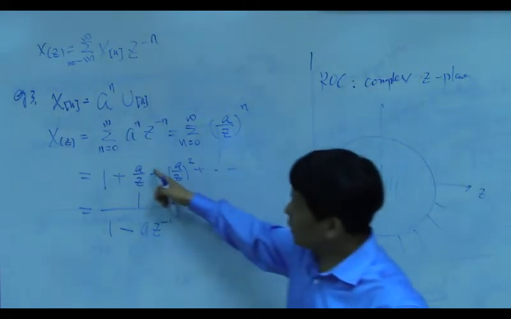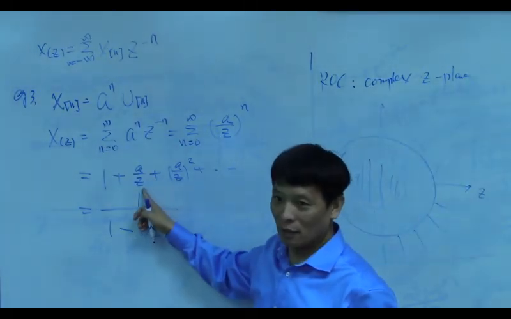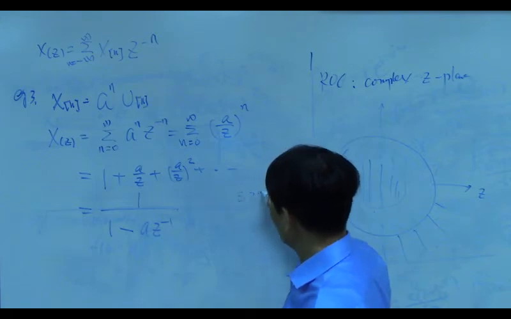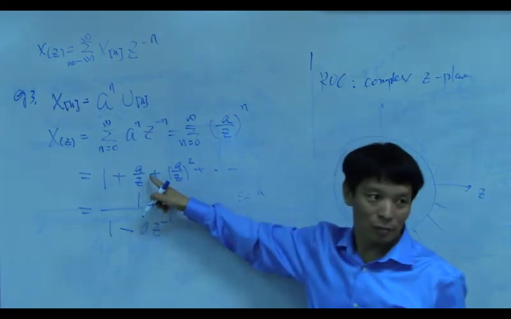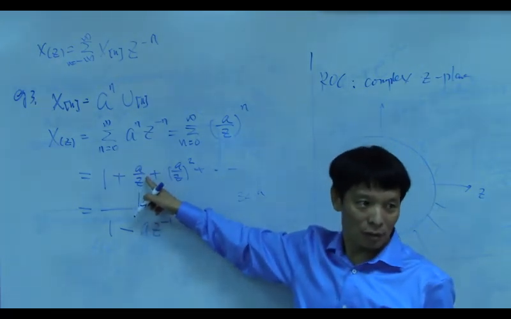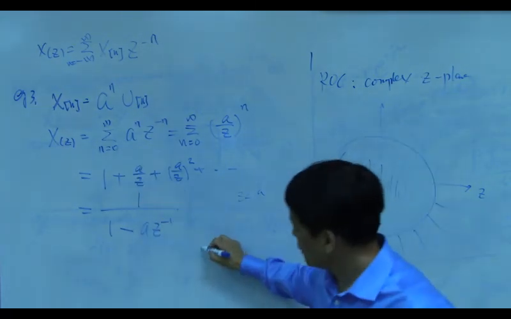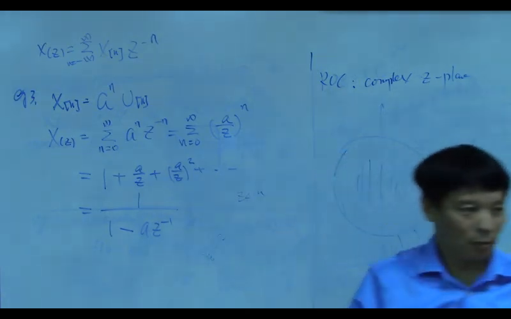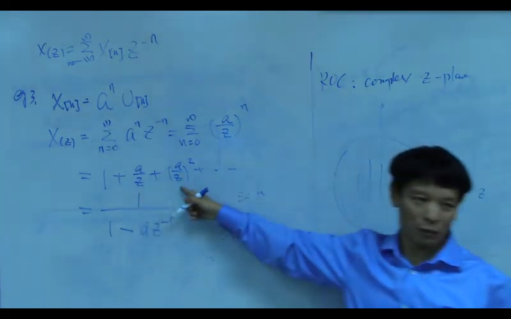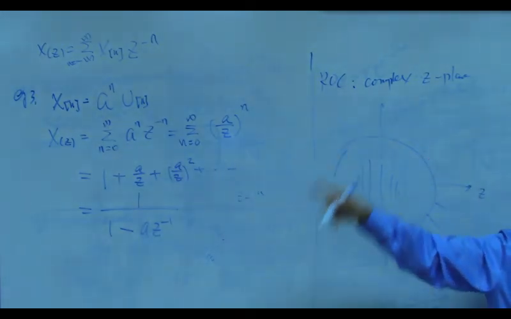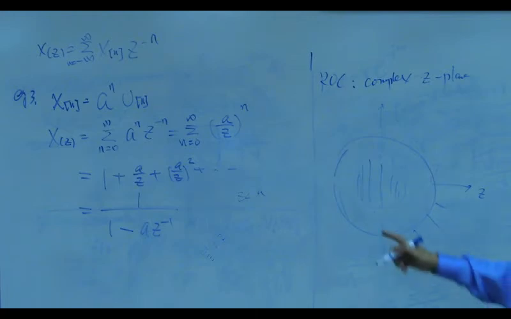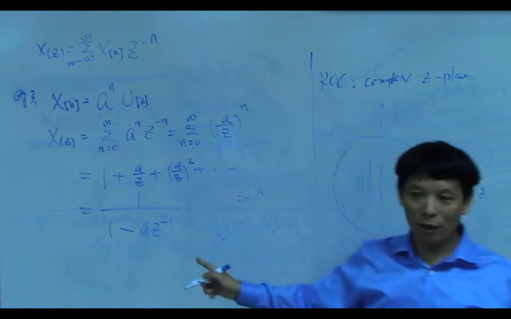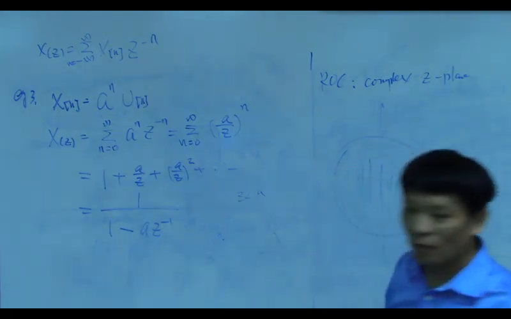How about if a is greater than z? That means z is less than a. For example, a over z equals 2. That means 1 plus 2 plus 4 plus 8 plus 16 plus 32 and so on. Can we do that? Infinity, okay? We cannot. This formula only works when q is less than 1.